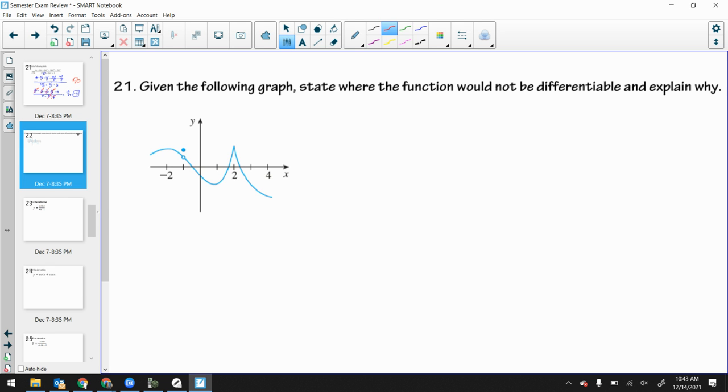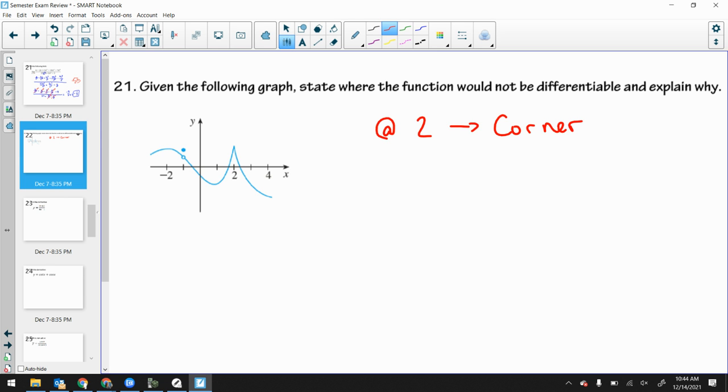Because is there a discontinuity at 2? No. It is continuous at 2. But what is happening at 2? There's a corner point, right? There's a corner point. So where is this not differentiable? At 2. And why? Because there is a corner.